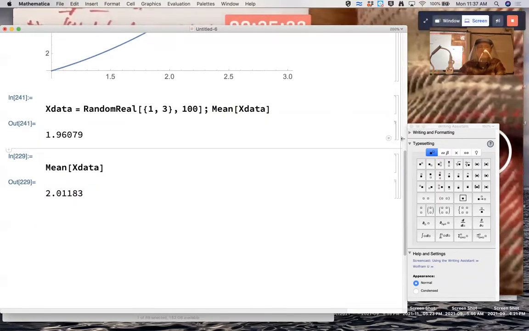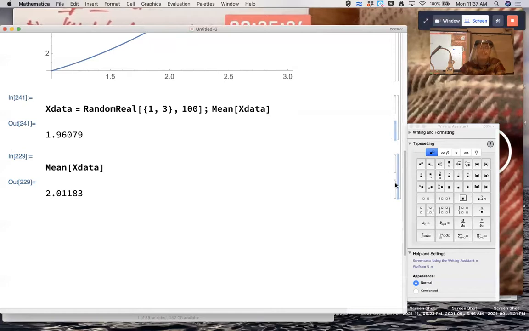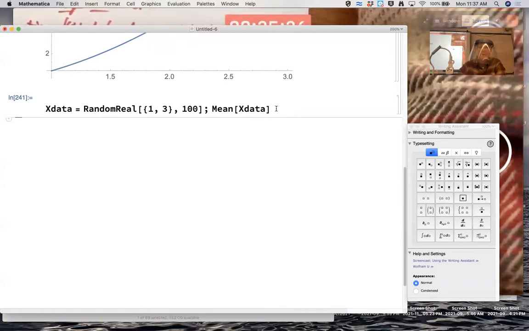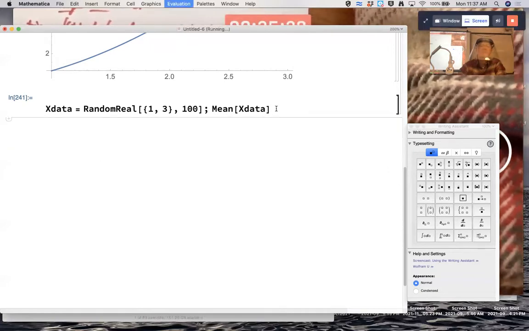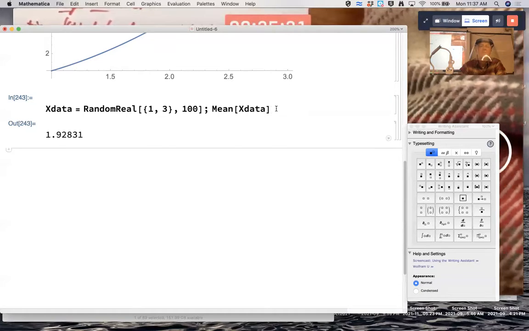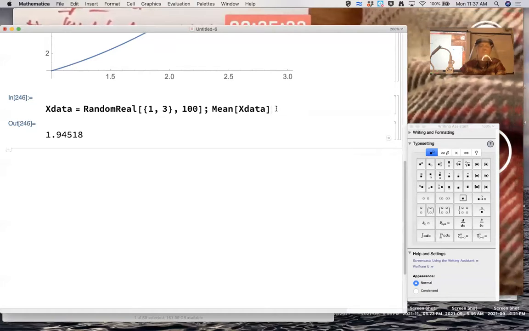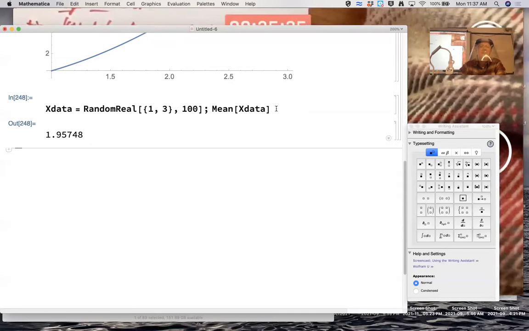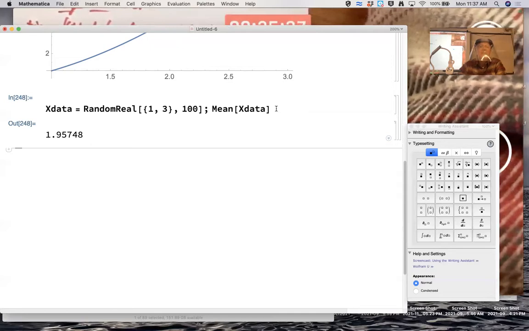Go ahead, question. Do you know if the random real function includes 1 and 3 or not? It may or may not, but it doesn't really matter much. If it does, it's never going to get there. You're never going to get a number for the average here. The mean means average. You're never going to get exactly 1 or exactly 3, and certainly not less than 1 or bigger than 3.